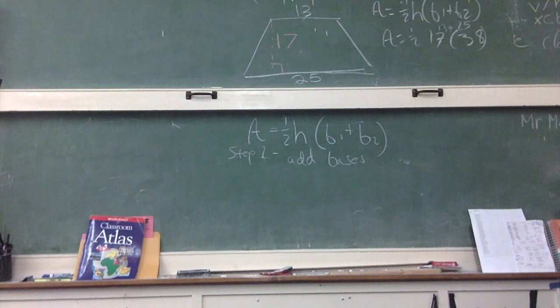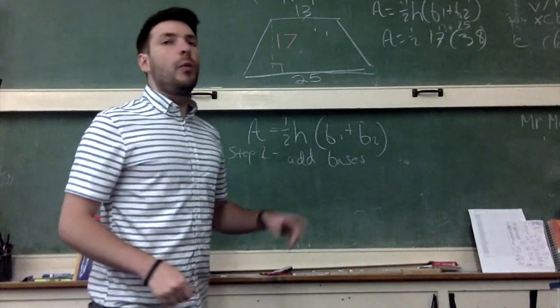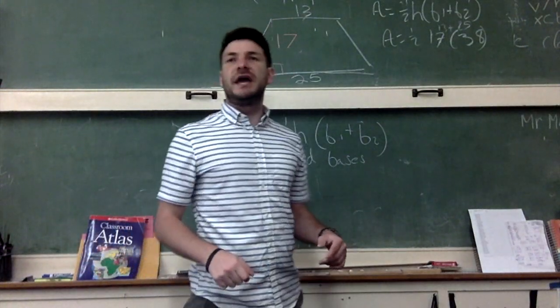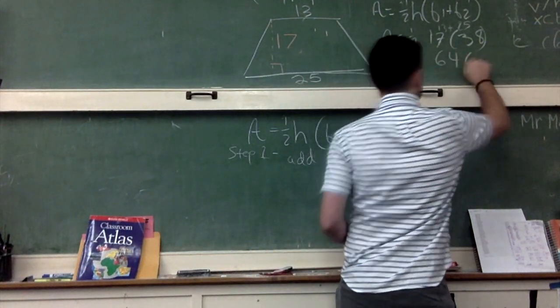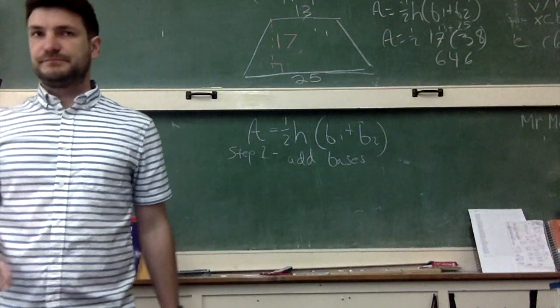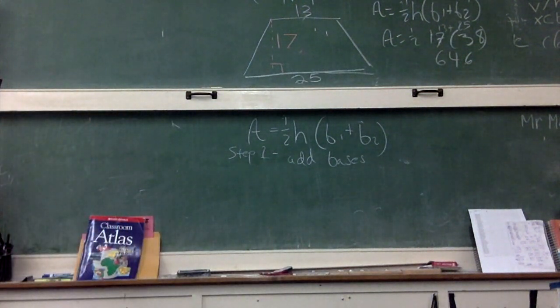Now, we have to multiply 17 times 38. So when we multiply 17 and 38 together, we get 646. Write that down for me. We get 646.